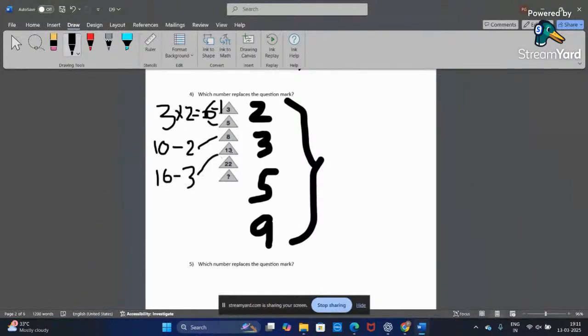Double this 13. Doubling 13 will get 26 and subtracting with the number. What is the next number after 3? It is 4, right? So we get 22. So next what you have to do? We have to double 22. When you double 22, it will be 44 and we need to subtract with next sequence number.